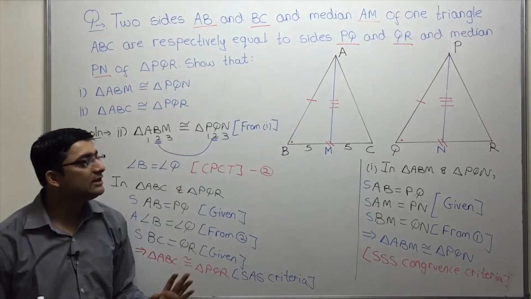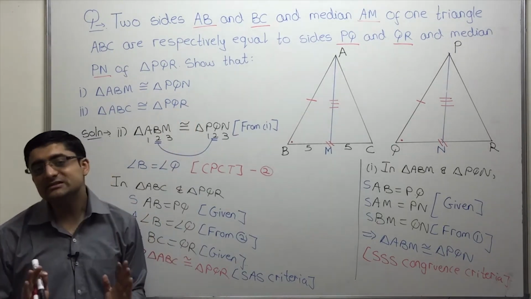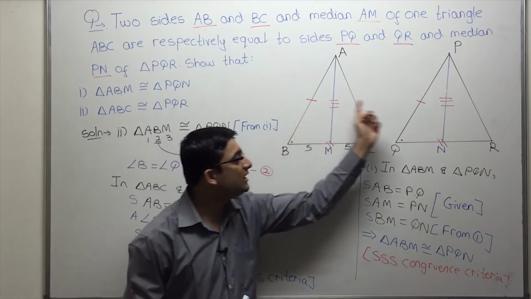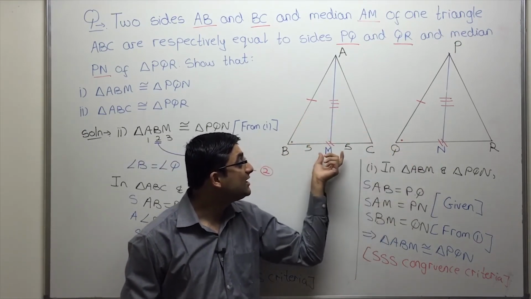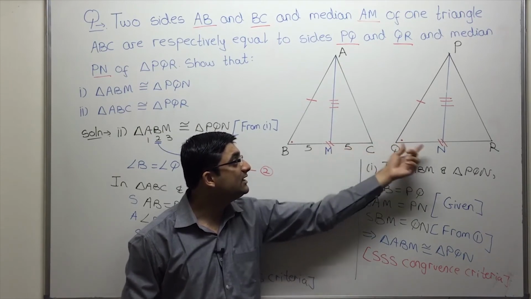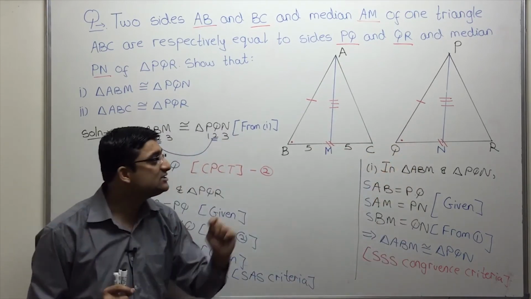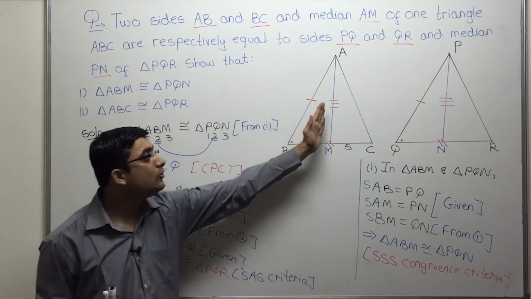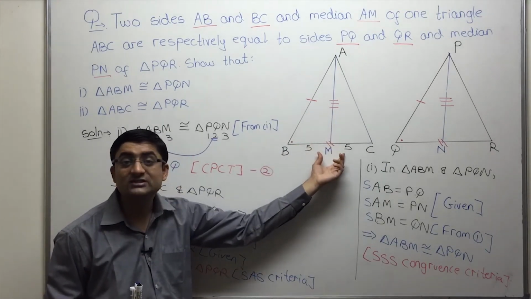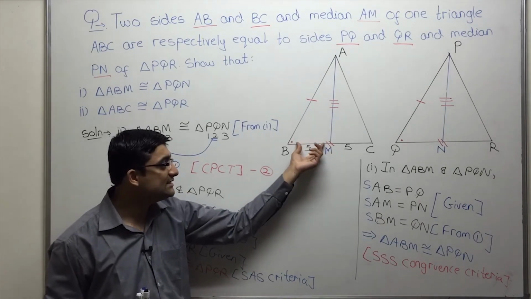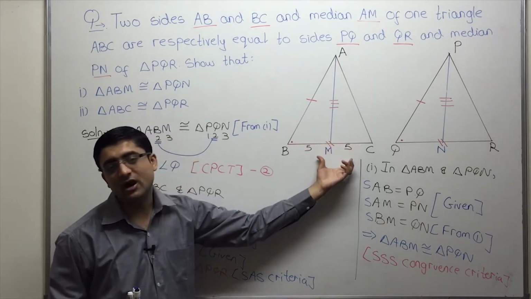So now, let me do a recap. The first step is always understand what is given to you. Here we're given AB is equal to PQ, BC is equal to QR, AM is equal to PN. We are given that AM is a median and PN is a median. So the first step is write down what is given to you. The moment you see a median, what does a median do? It divides the side on which it falls into two equal parts, each equal to half of the total length.